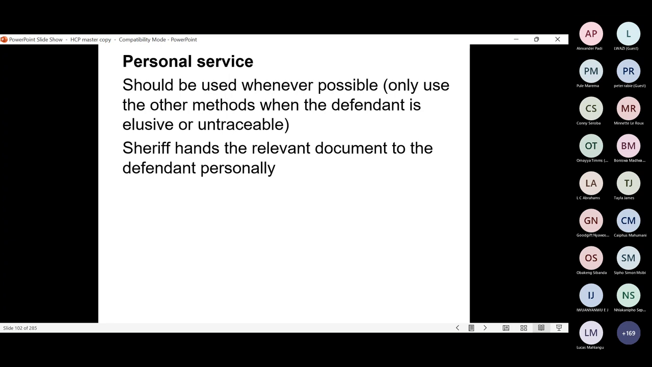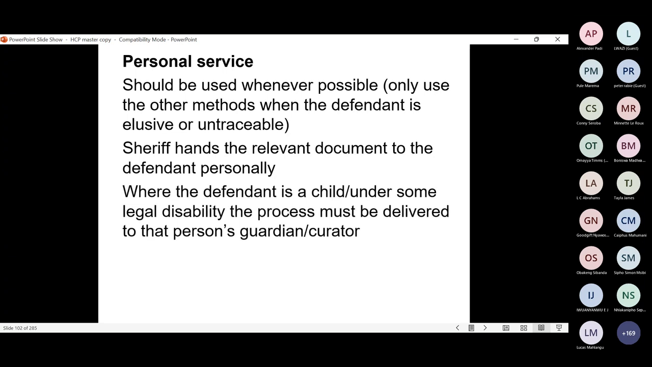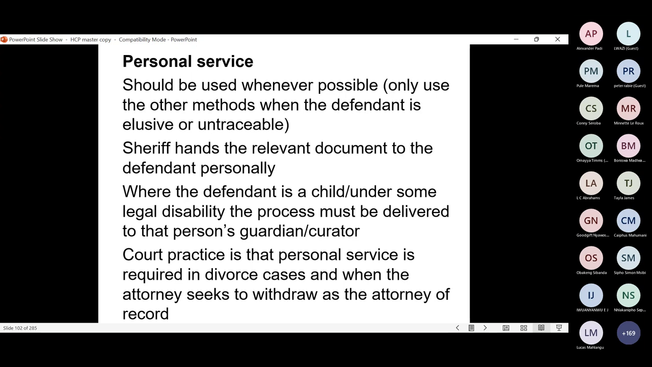And when the sheriff goes and serves, he hands the relevant documents to the defendant personally. Where the defendant is a child under some legal disability, the process must be delivered to the guardian or the curator. The court practice is that personal service is required in divorce cases and when the attorney seeks to withdraw as the attorney of record. If a person has an attorney and the attorney withdraws from the matter, he must then, in the notice of withdrawal, give the personal address of his client, and then there must be personal service of any subsequent pleadings on the party.